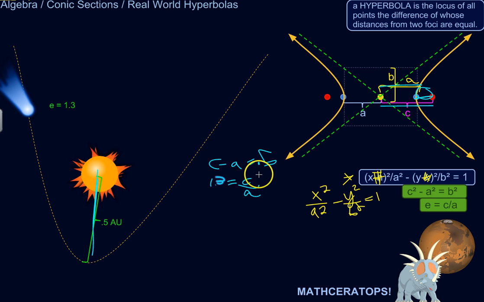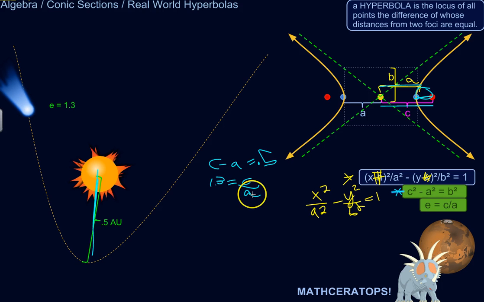Okay, we've got a little simple system of equations here. We can solve for a and c. If we know a and c, we can use this relationship, c squared minus a squared equals b squared, to figure out what b is. Then we'll have a and b, and we'll be able to write our equation.